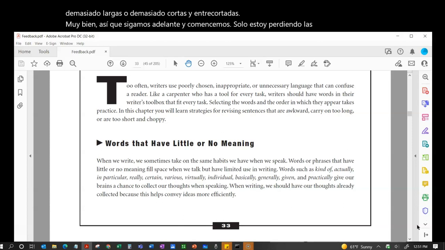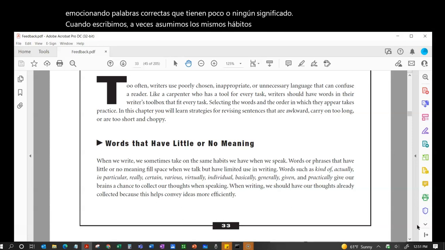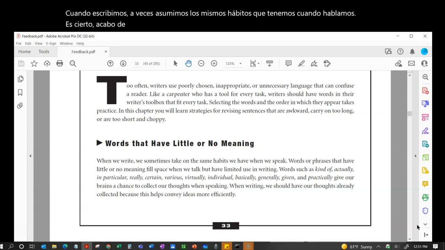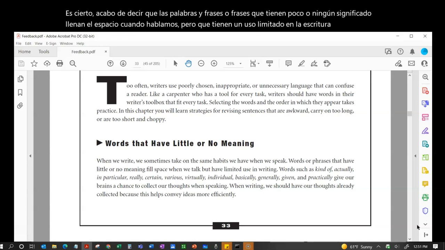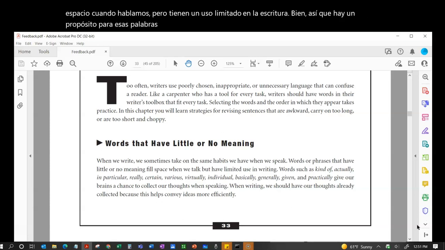All right, words that have little or no meaning. When we write, we sometimes take on the same habits we have when we speak. True, just said that. Words or phrases that have little or no meaning fill space when we talk, but have limited use in writing. Okay, so there's a purpose for those words when we speak, but not when we're writing, because when we write, we want clarity.